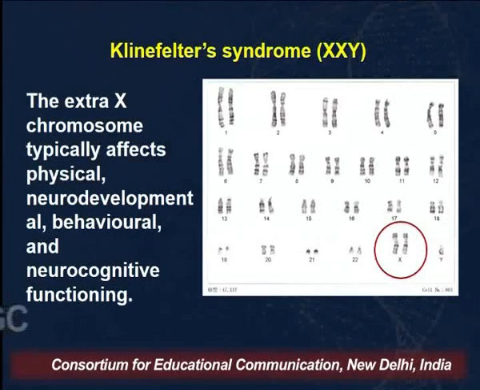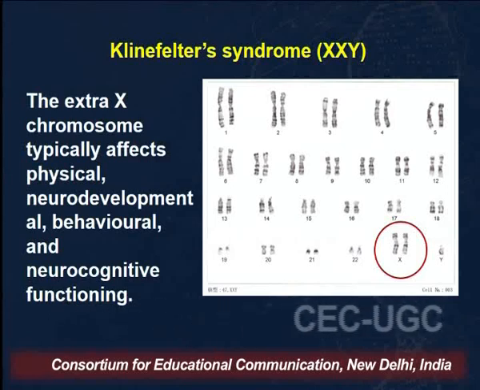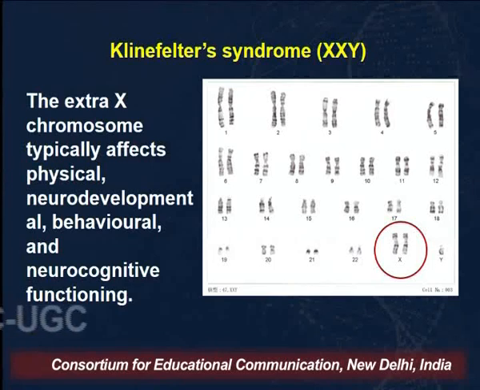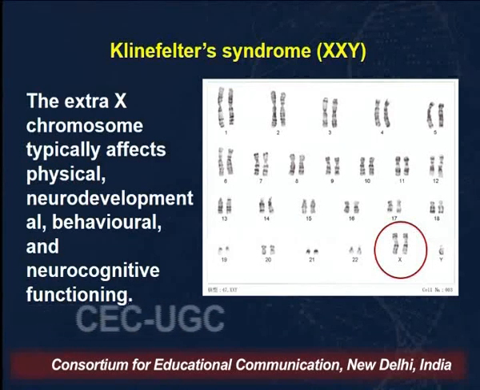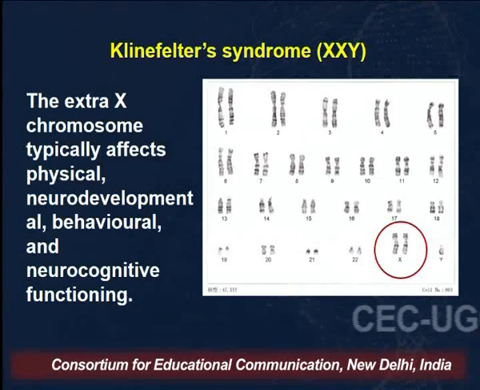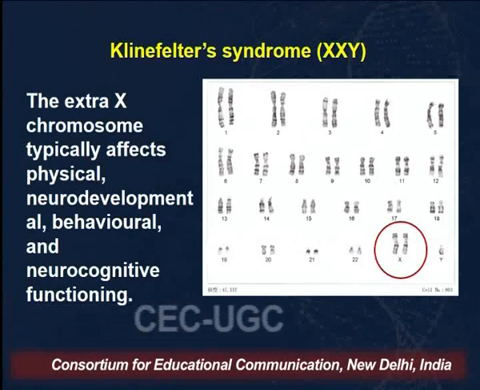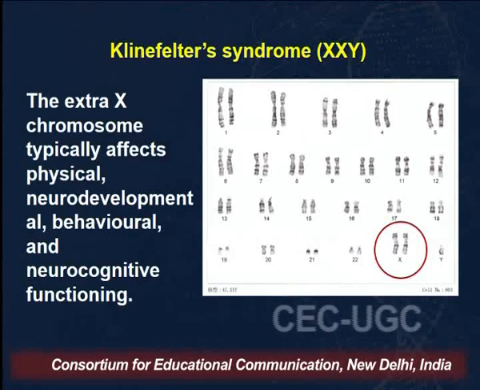Now this extra X chromosome typically affects the functioning of various body parts, majorly the physical functioning, neurodevelopmental process, and behavioral and neurocognitive processes. So the child or adult suffers from neurological problems, behavioral problems, and cognitive or brain-related problems.